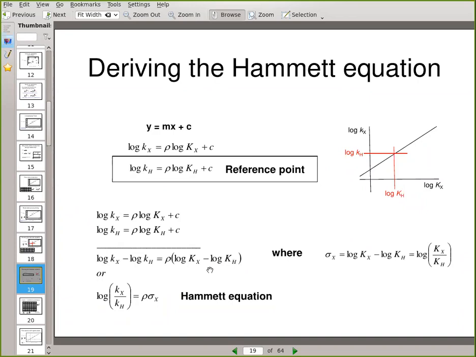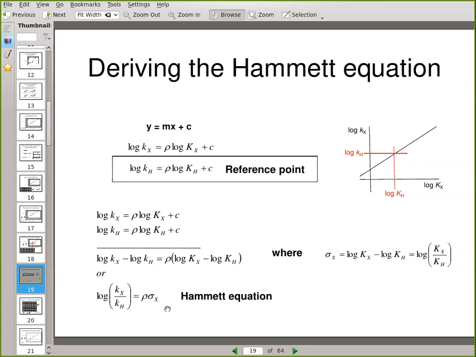But of course, you can use the laws of logs to know that log kx minus log kh is simply the log of the division. But these are the values. These values here are the ones we had in the previous slide, which we called sigma, the substituent parameters. So we know that the substituent parameter for h is going to be 0. For electron withdrawing groups, we're going to have a positive value, and for electron donating, we will have a negative value here.